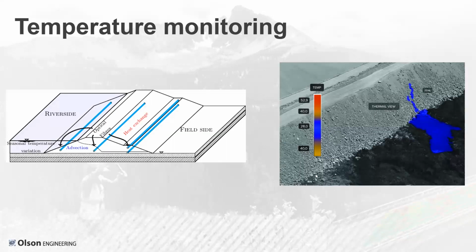So here's a picture. On the right is just a FLIR camera picture, probably from an unmanned aerial system or drone, where we can see a seep occurring on the face of the dam that's at a different temperature than everything else around it. Whereas on the left, there's a sketch of how we would bury fiber optic cables in the dam upstream and downstream, and we can use those to determine temperature distributions and changes and indicate where seepage may be occurring.